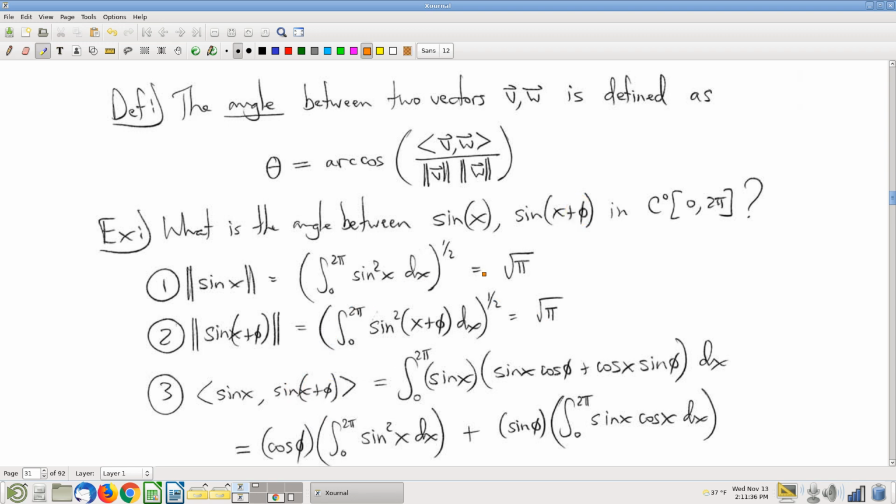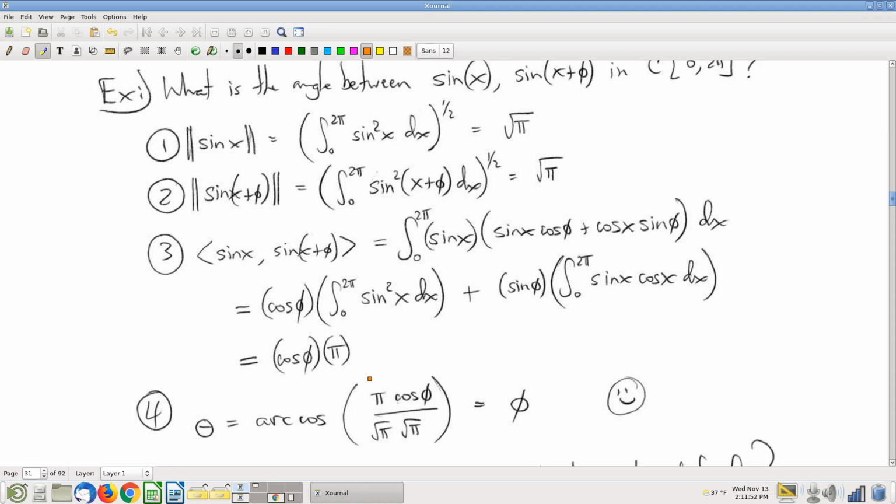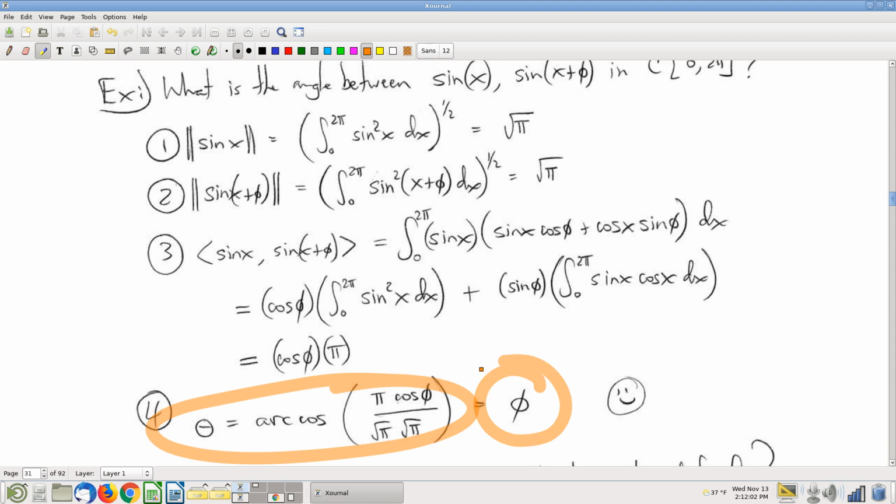you simply these two integrals left to compute, and those are quite doable. Again, make sure that you can do them, and the punchline is that. Okay, so a lot of tedium, but the punchline is we just computed those two magnitudes, we just computed that inner product, and therefore the angle between these two vectors is that phase shift phi.